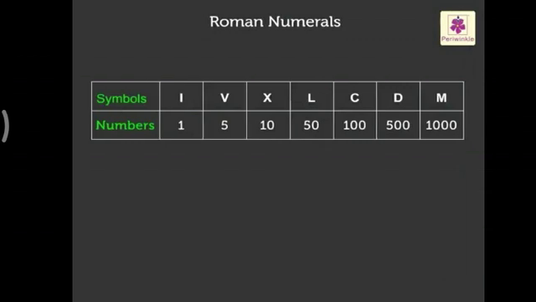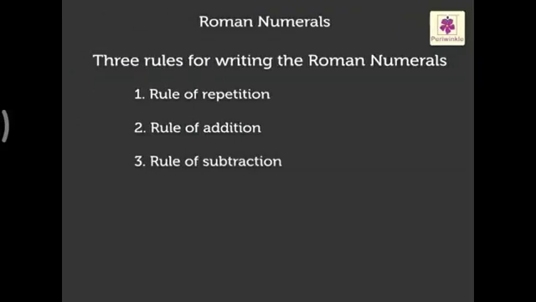Before writing Roman numerals, we have to follow 3 rules. Rule number 1, rule of repetition. Second, rule of addition. Last, rule of subtraction. If you know these 3 rules, you can easily write the numbers in Roman numerals.